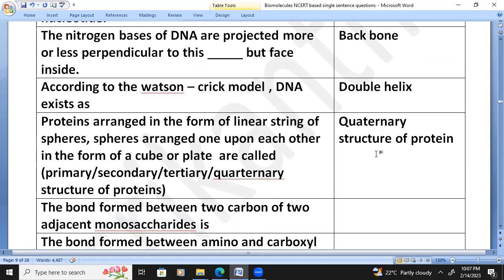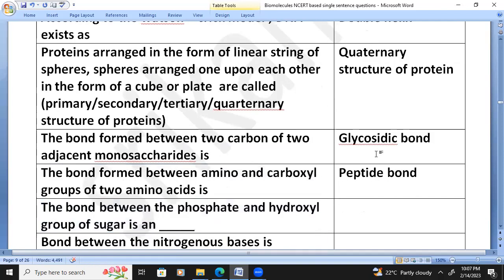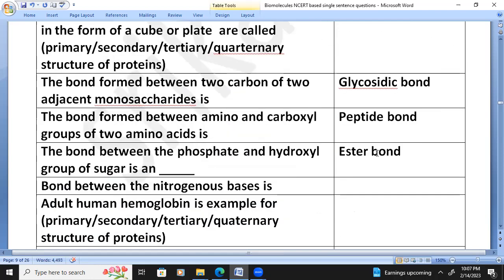The bond formed between two carbons of two adjacent monosaccharides is a glycosidic bond. The bond formed between the amino and carboxyl group of two amino acids is a peptide bond. The bond between the phosphate and hydroxyl group of sugar is an ester bond. The bond between two nitrogenous bases is a hydrogen bond.